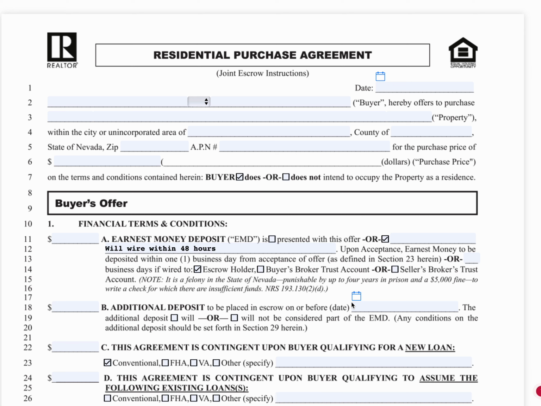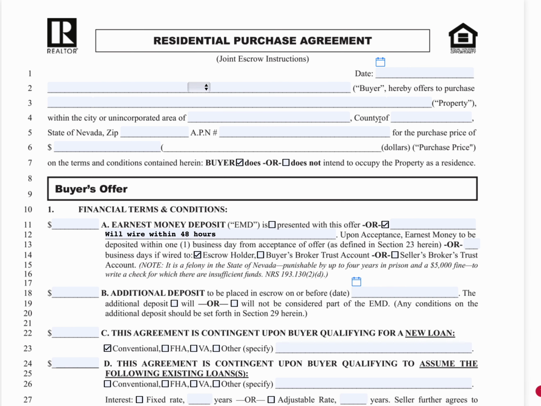We are going to discuss the residential purchase agreement. So this is the offer that you would be submitting. Just to go through it real quick, we're going to go ahead and put today's date.